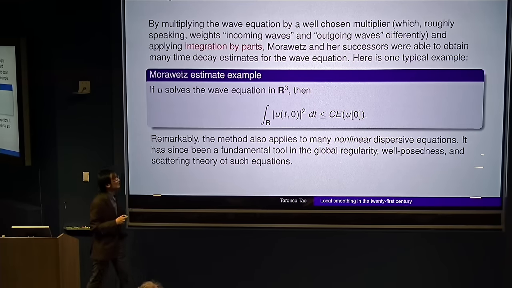Lots of our understanding of nonlinear wave equations would not be possible without the Morawetz estimates. She invented the first few, but the next 100 or so are what we rely on. Okay, all right, so that's 20th century local smoothing.